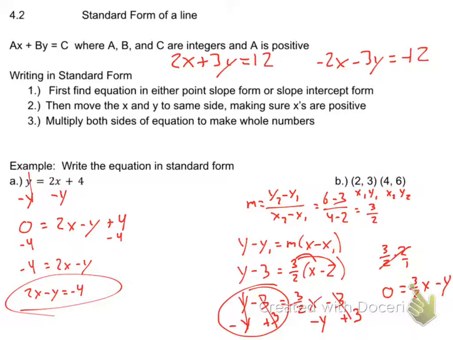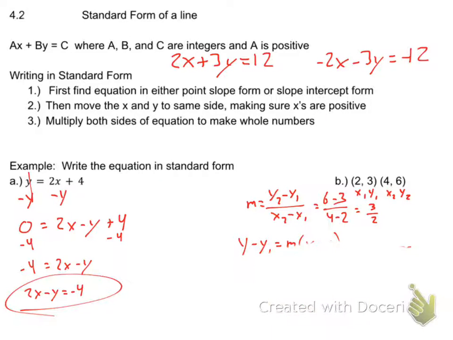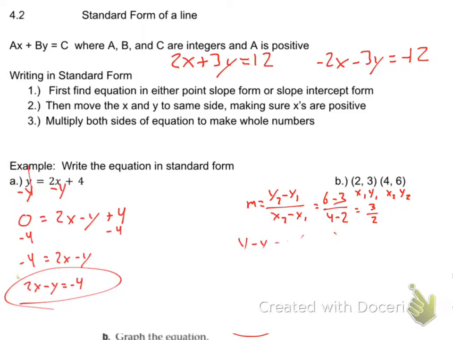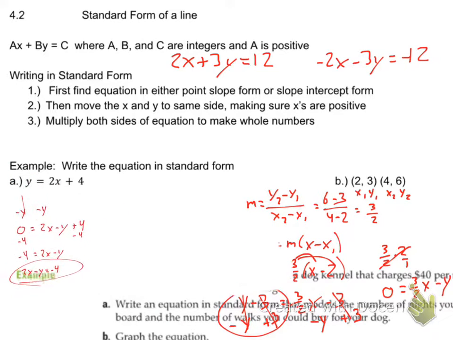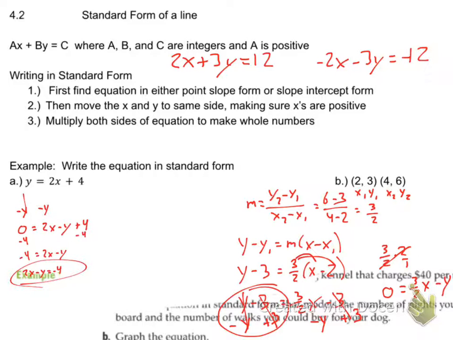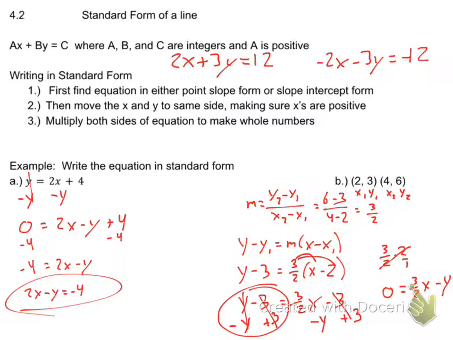Now, granted, I am running out of room here, and it looks like it might be on the little hand there. So I'm going to write it off to the side here. Give me some time. I don't like that. Nope. Okay. So, it looks like I can't do that. But do you recognize that it's still 0 now equals 3 over 2x minus y?